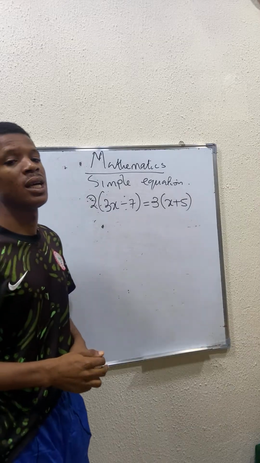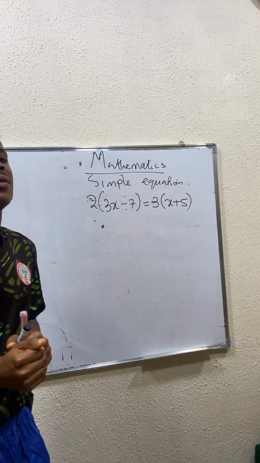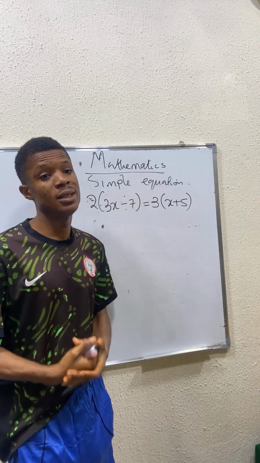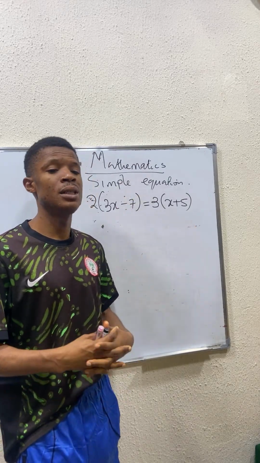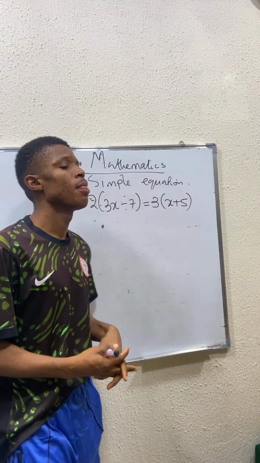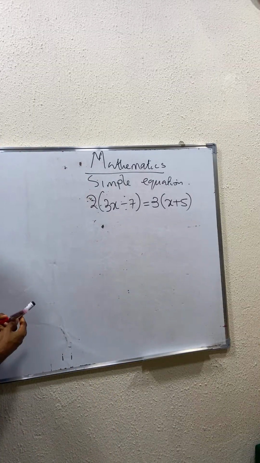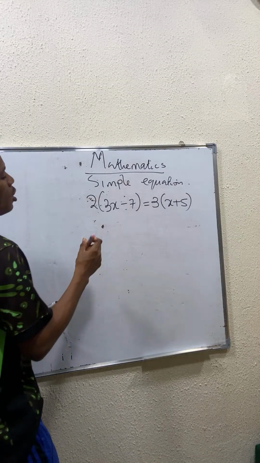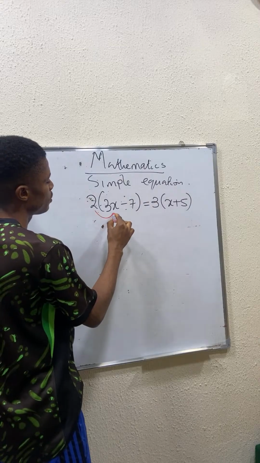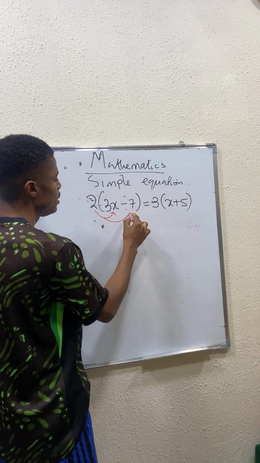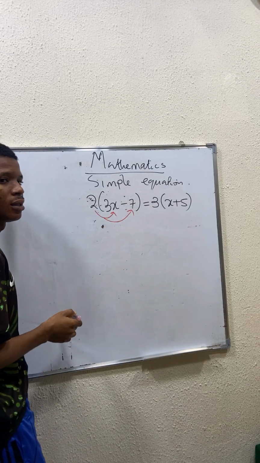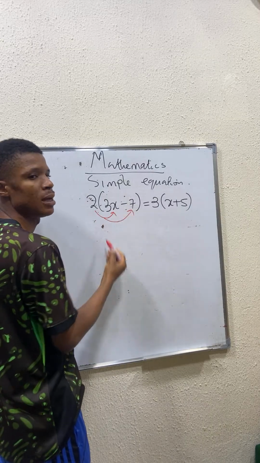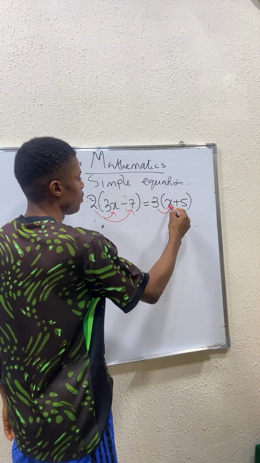Here we are expected to find the value of x that will make the left and the right hand side the same. That's the real meaning of solving for the value of x. For you to do that, you first open the bracket. In algebra, to open the bracket you use the number that is multiplying the bracket to multiply each term in the bracket. So 2 times 3x and 2 times minus 7. The same thing is applied to 3.